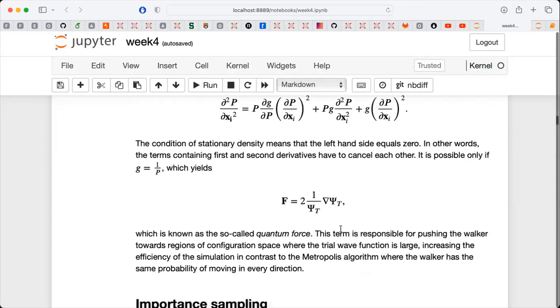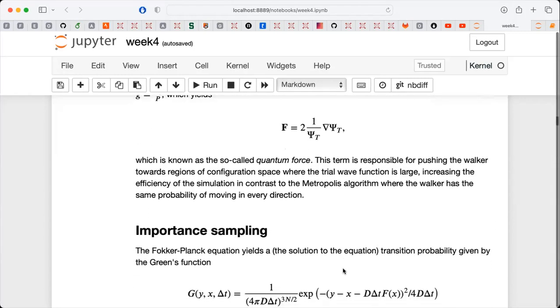You can think of this as a term which is responsible for pushing the walker towards regions of configuration space where the trial wave function is large, and that increases the efficiency of the simulation, in contrast to the standard Metropolis algorithm, where the walker has the same probability of moving in every direction. So what we are doing now with this so-called drift term, or quantum force, is adding a constraint on the way the random walker jumps in space.